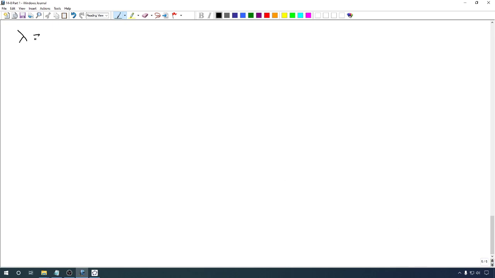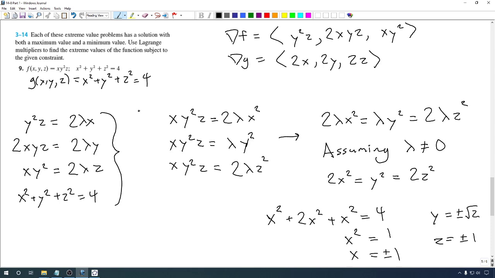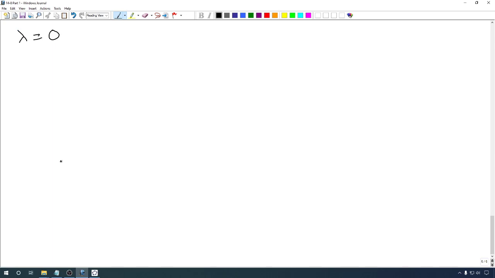What about the case when lambda equals 0? So we excluded that possibility before. Now we need to look at it anyways. If lambda equals 0, recall we have our equations here. That's going to change our first 3 equations. I'm just going to write those down. That means that y squared z equals 0, 2xyz equals 0, or I could leave out the 2 now. We have x y squared equals 0. And of course, I guess we could go ahead and write down our constraint again, just to have it on this page.